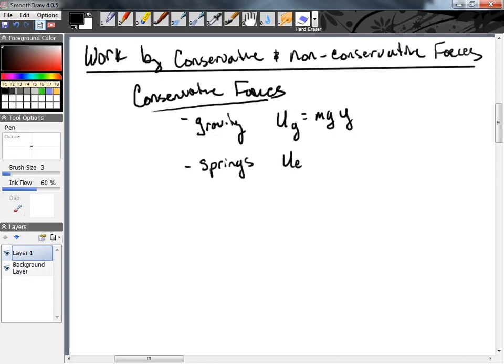where this E should be our elastic potential, and that's given by 1/2 kx squared. Okay, whatever these are, we also came up with this idea of mechanical energy. Mechanical energy, which is E, is defined as our kinetic plus our potential.